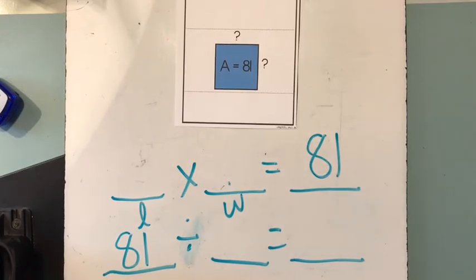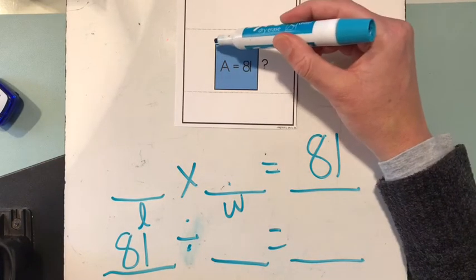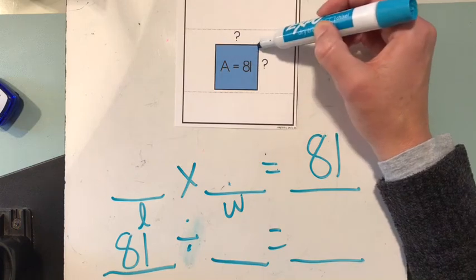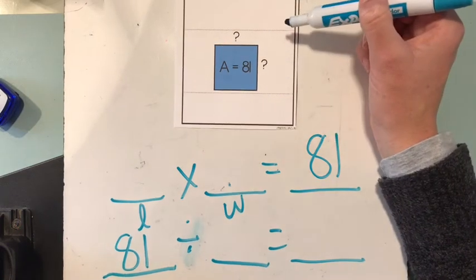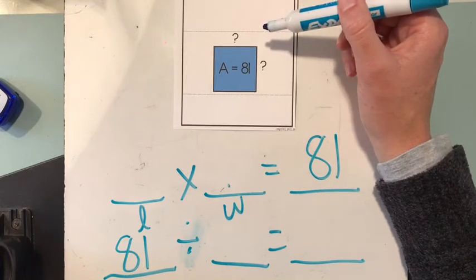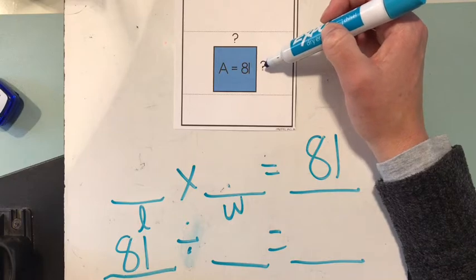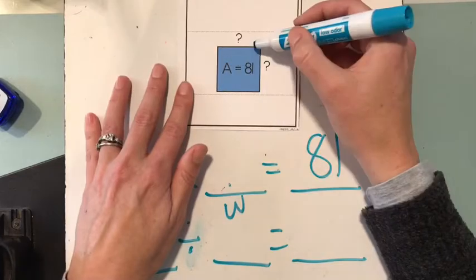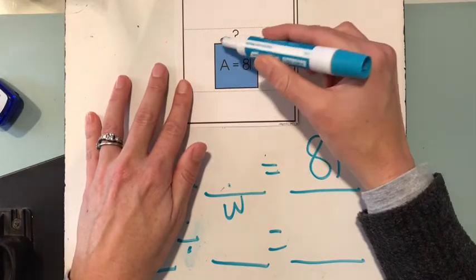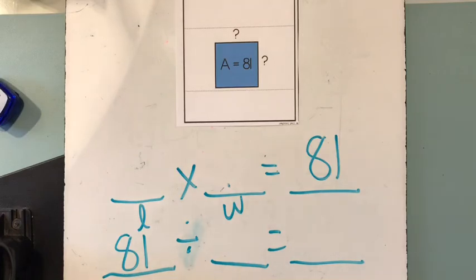So now I don't know the length and I don't know the width, but I do notice that this square is perfect. I know that this side and this side are going to be the same length and width. They're going to be the same size, the same measurement. So I'm actually going to try and figure out what times what equals 81 that has the same length and the same width. So these numbers are going to be exactly the same. What times what is 81?